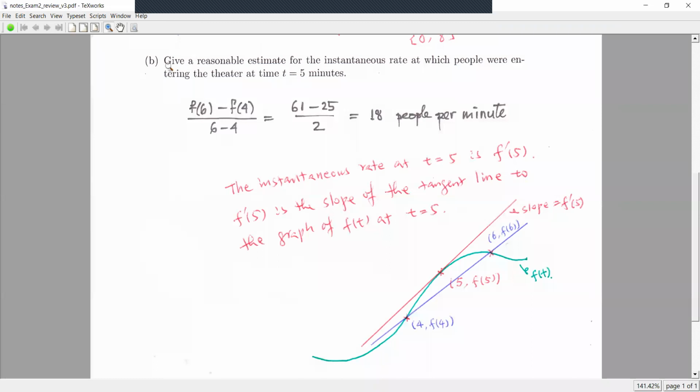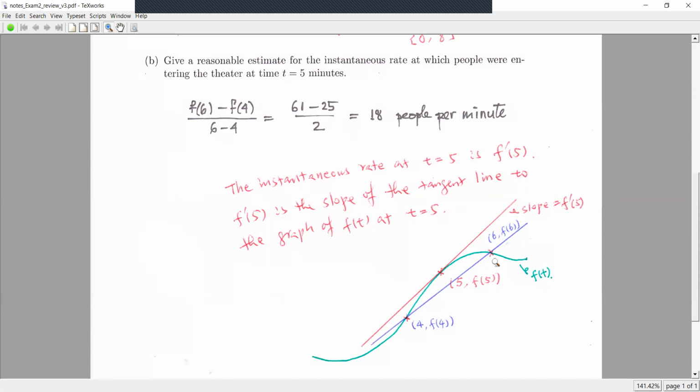Part B. Give a reasonable estimate for the instantaneous rate at which people were entering the theater at time t is 5. The instantaneous rate at time t is 5 is the derivative of function f at 5. The derivative of function f at 5 is the slope of the tangent line to the graph of function f at 5.